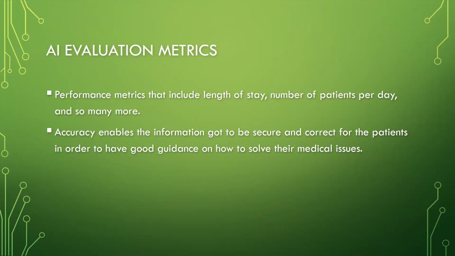Then accuracy. For accuracy, as you saw before, it enables information to be secure and correct for the patients, so they have good guidance to solve their medical issues. Remember we talked about medical errors like false prescriptions. Accuracy is another solution. It will enable the information given to the patients to be accurate and straight to the point, in order to make sure they're getting good guidance on how to solve their medical issues.